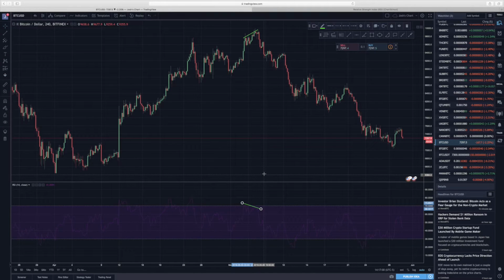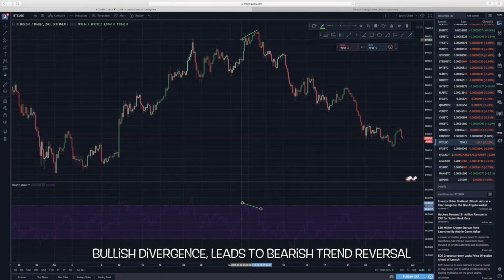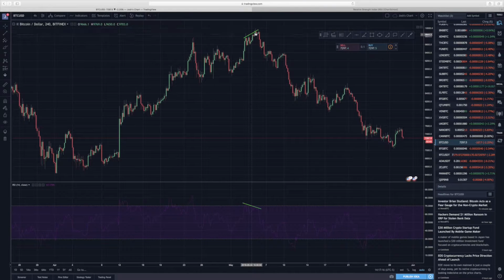That is divergence. So when you see the price on the uptrend and the RSI on the downtrend, that's a bearish divergence about to show a bearish trend reversal, and then we see the trend reversal. Vice versa would be if the price is on a downward trend and the RSI on an upward trend, it would show a bullish trend reversal. The price would go upwards.